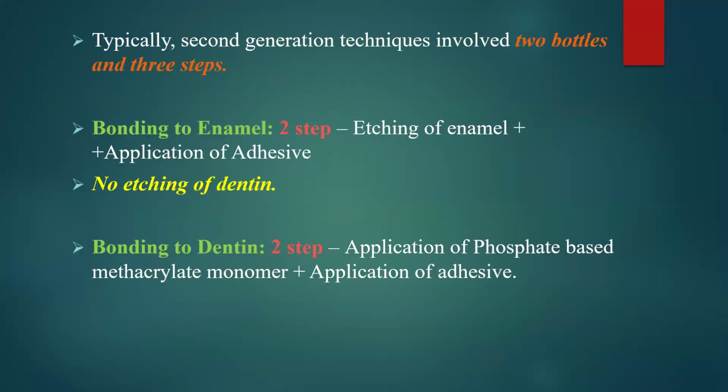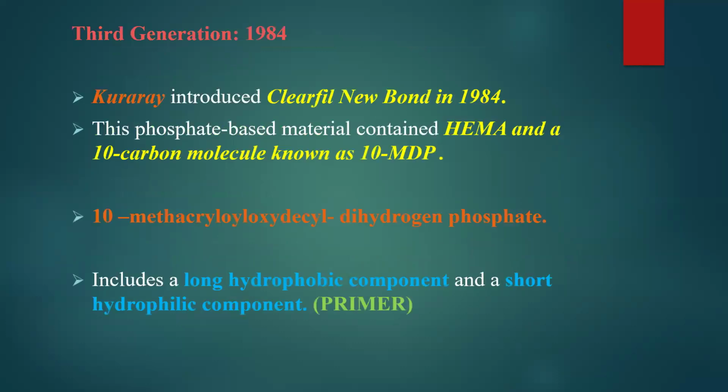Typically, the second generation dentin bonding involved 2 bottles and 3 steps. Bonding to enamel was a 2-step procedure which consisted of etching of the enamel plus application of the adhesive, and there was no etching of dentin. While coming to bonding to dentin, it was a 2-step procedure which included application of the phosphate paste, methacrylate monomer, plus application of the adhesive.